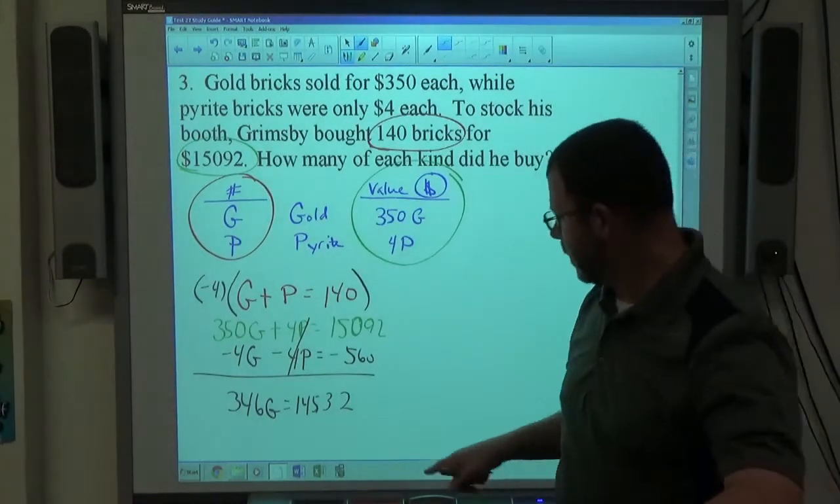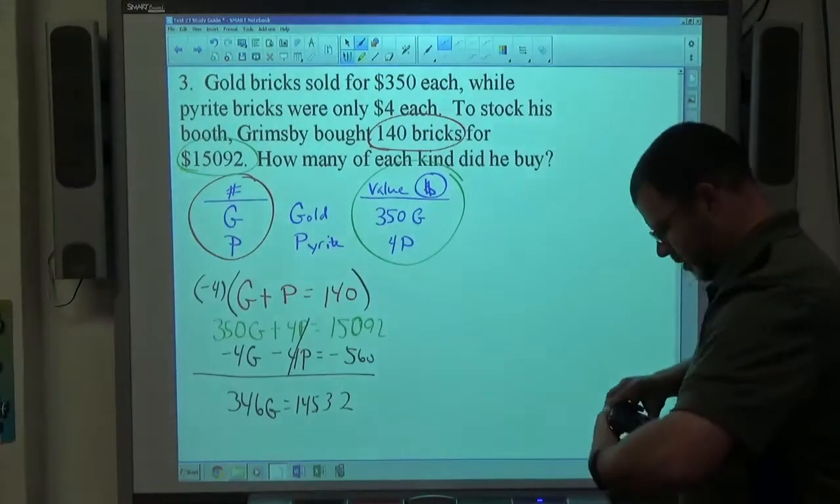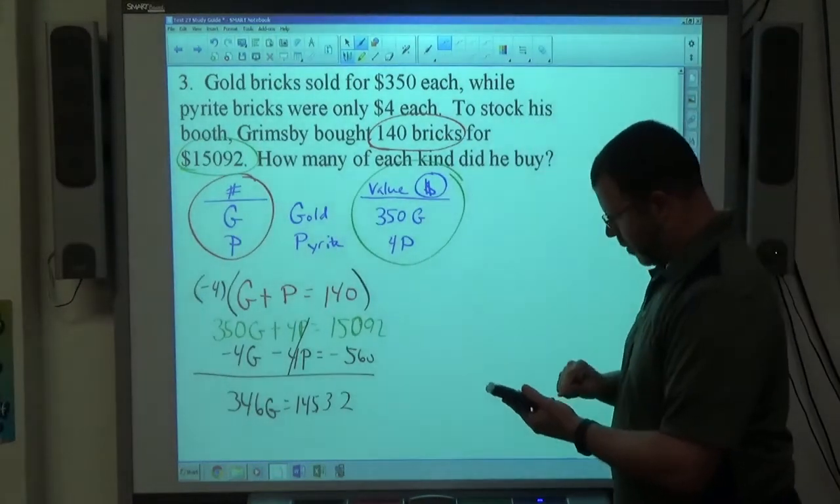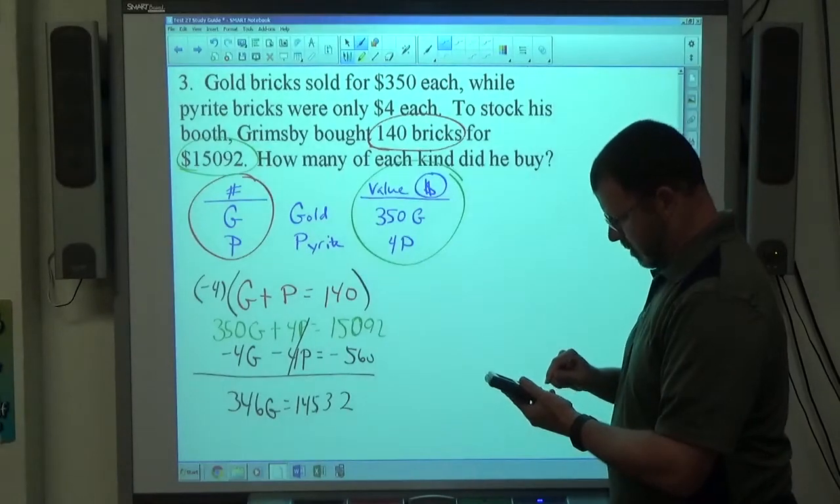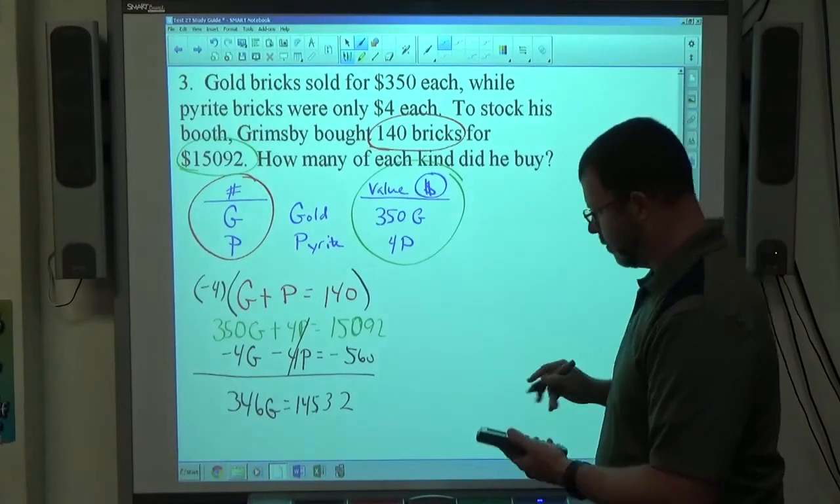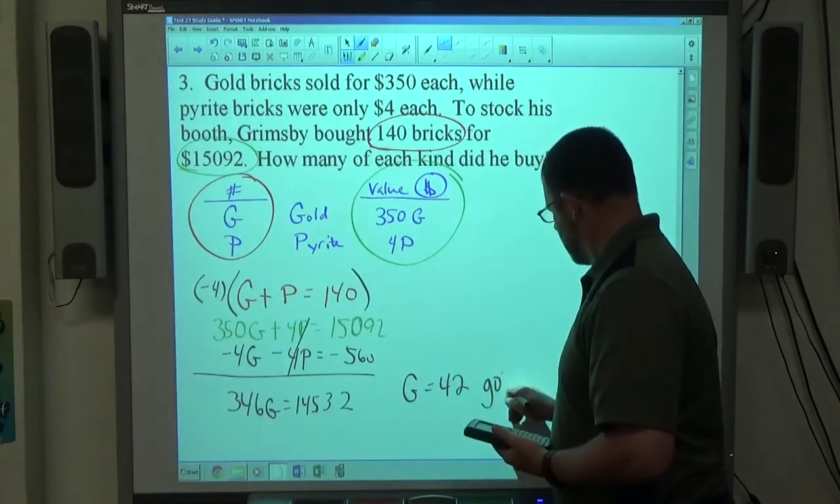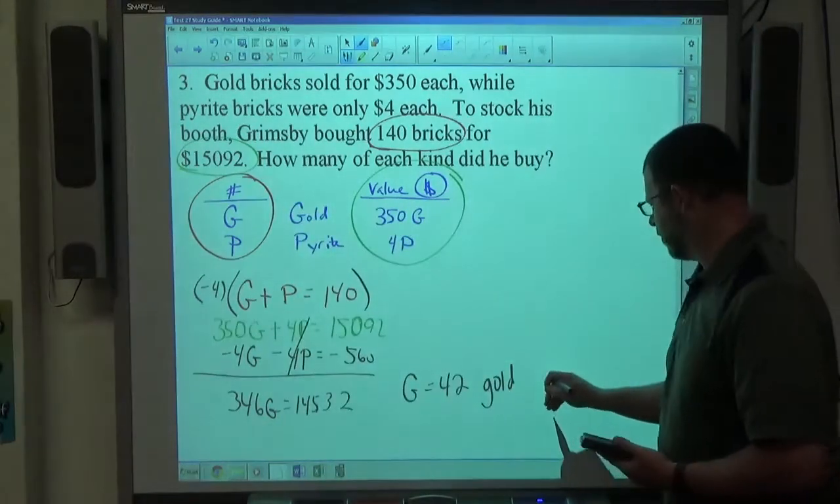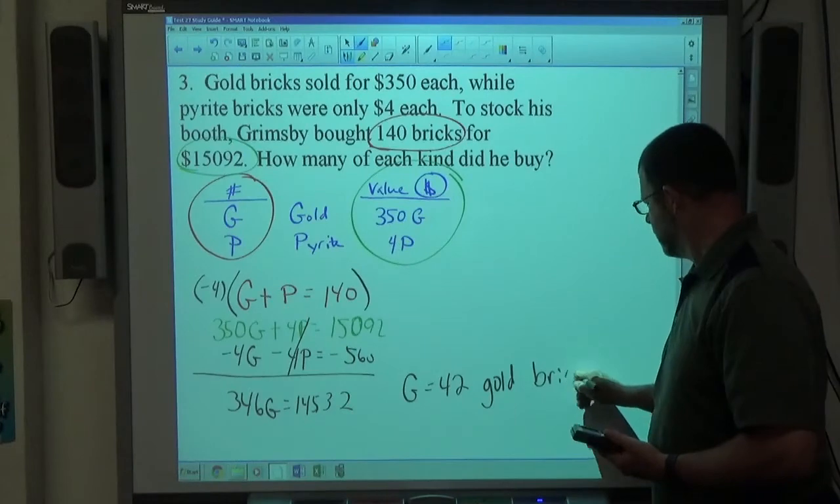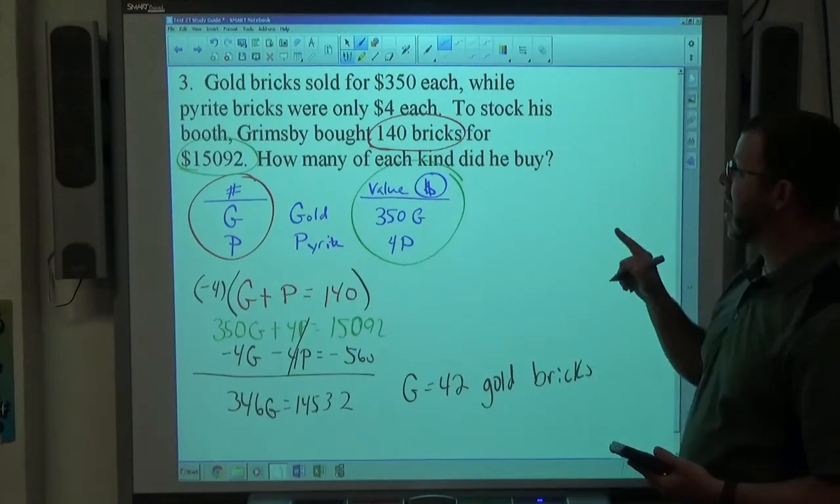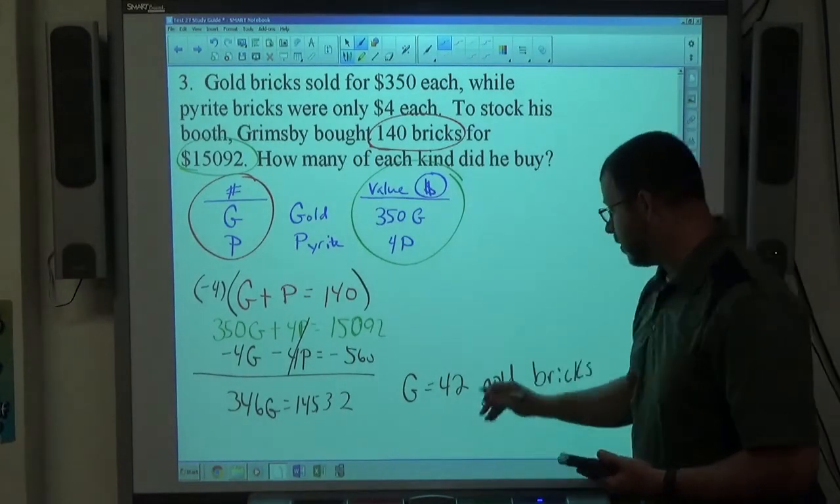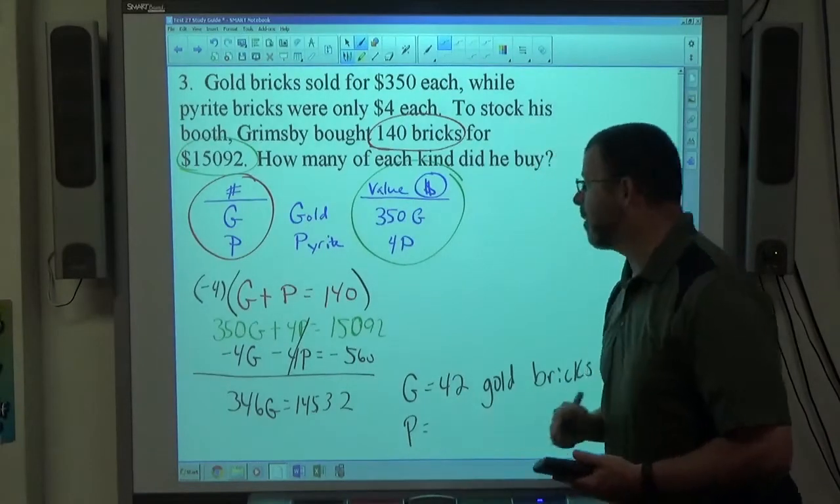I need to bring my calculator up, so I'll just do a handheld. 14,532 divided by 346 comes out to 42. G represents the number of gold bricks, so that's 42 gold bricks. The question asks how many of each kind did he buy. So if it's 42 gold bricks, we also need to know how many pyrite bricks.